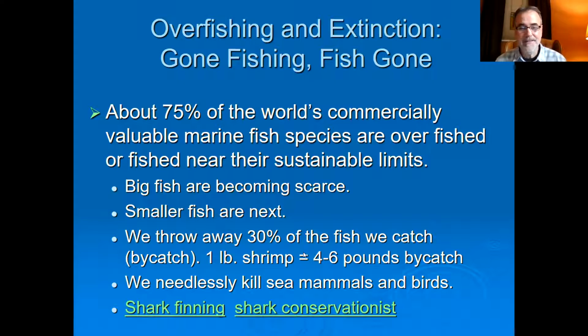Needlessly, we are killing sea mammals and birds that get caught in the lines, the nets, and so forth. All right, next, to make you aware of an issue right now: remember how wolves were a top predator in Yellowstone and how important they were, that one species? Well, the shark population is being decimated worldwide.